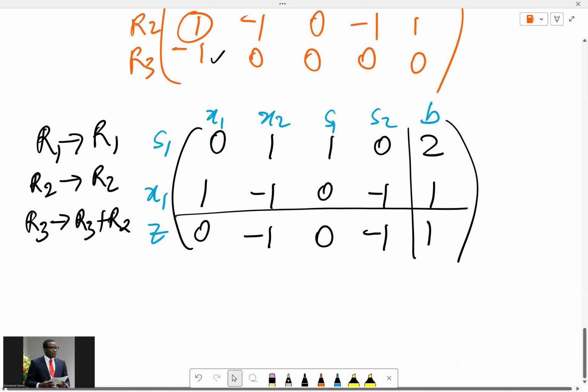So the question now is, do we have to keep doing this? Because if you check this place, we have -1, -1. So it looks like if we keep going on like this, we never end. All right. And don't forget, we're talking about unboundedness.